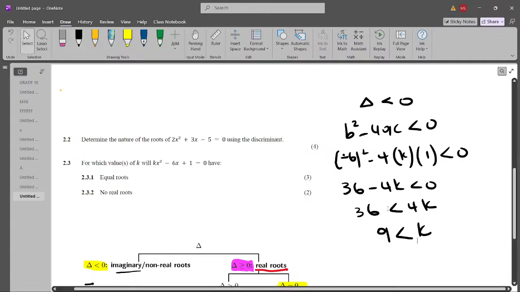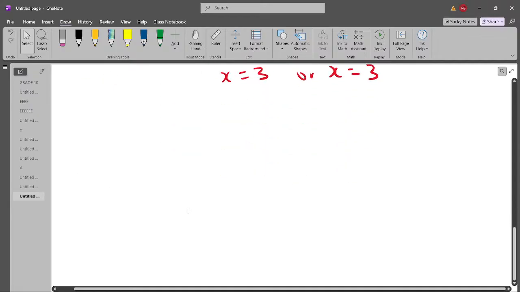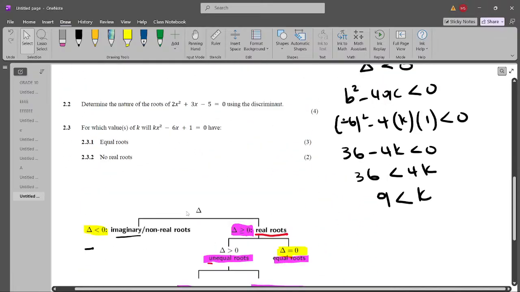This means all the numbers that are greater than 9 will make this expression have non-real roots. So here on k, any number which is greater than 9, which you substitute here, will make this equation have non-real roots. So if you put 10, 11, 12, 13 and you find the discriminant, you will see you get an error. This is what this means here. Okay, so question 2.3 is done.